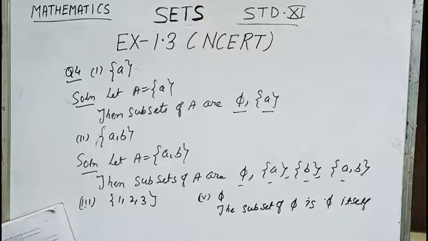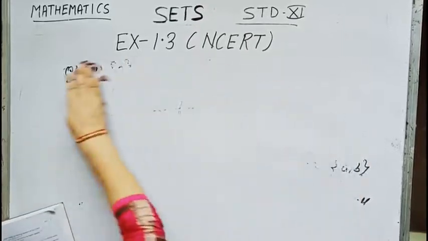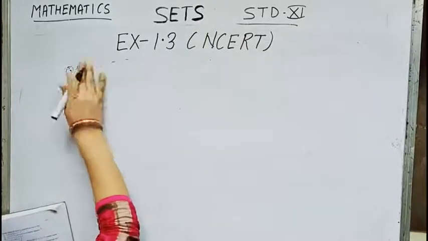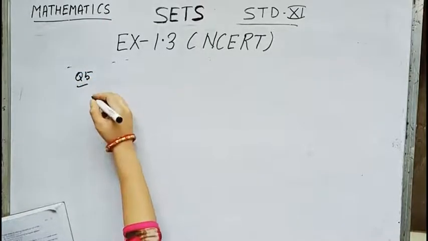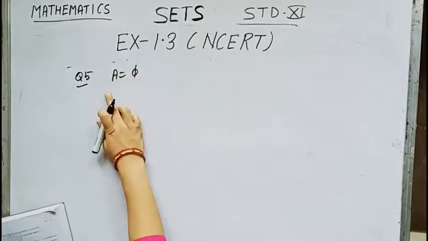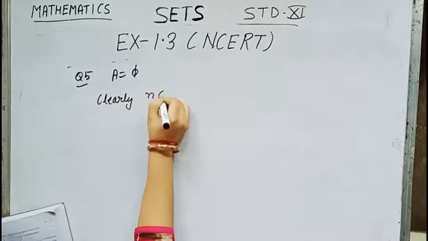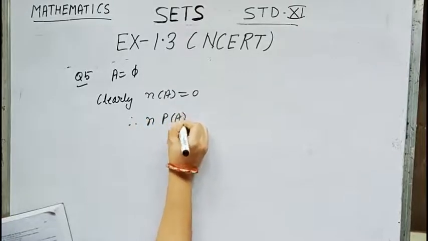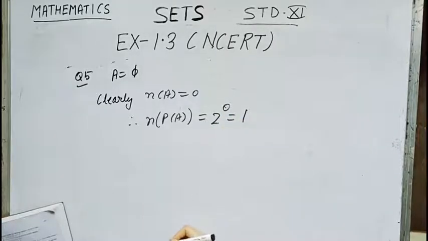Question number 5 says: how many elements has P(A) if A equals phi? Now A equals phi means A is an empty set. So we will be writing clearly n(A) equals 0. Therefore, n(P(A)), that is the number of elements in the power set of A, will be equal to 2 to the power 0, which equals 1.